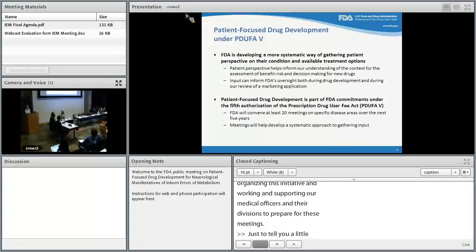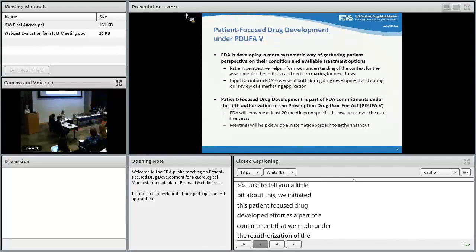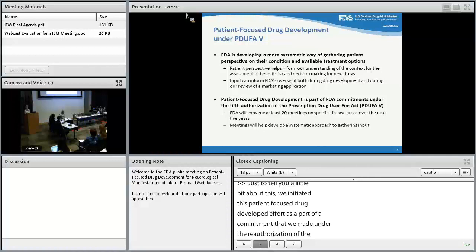So just to tell you a little bit about this, we initiated this patient-focused drug development effort as part of a commitment that we made under the reauthorization of the Prescription Drug User Fee Act. This is the 5th time around for this, so this is PDUFA 5 is what we call it. And this initiative is intended to provide us with a more systematic way to collect information from patients, getting their perspective on serious conditions, conditions for which there may not be very many available, if any available, approved therapies.